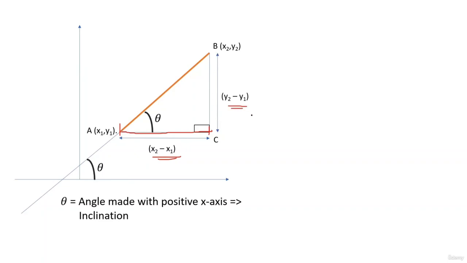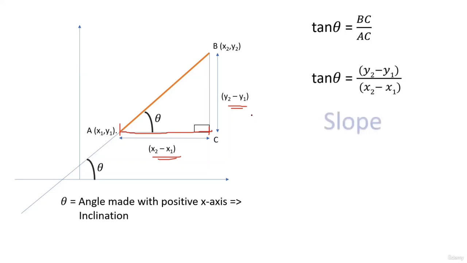Now we'll apply some basic trigonometry. Tan theta we'll find out. Tan theta for any right angle triangle is the ratio of the opposite side to the adjacent side. So tan theta is nothing but BC divided by AC. Now putting the values, you get tan theta as y2 minus y1 divided by x2 minus x1. This is called the slope of the line. Tan of the inclination of the line is basically the slope.